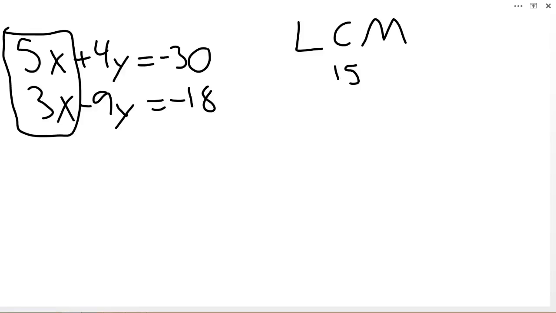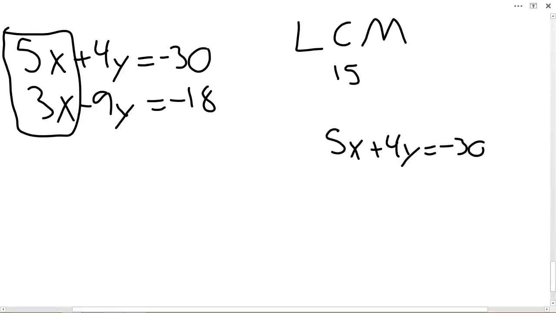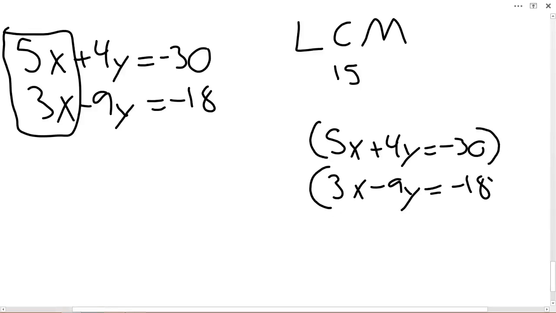So let's rewrite this whole equation over here. So we got our 5x plus 4y equals negative 30. We got 3x minus 9y equals negative 18. Okay, so when we multiply, we have to multiply both equations, guys. We have to multiply both equations so we could get 15x on both equations.